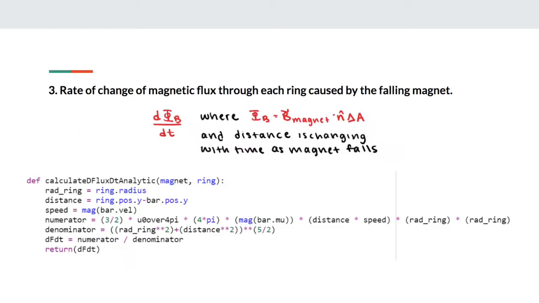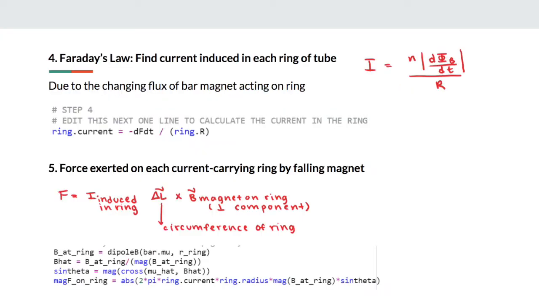Next, the next section of code was to find the rate of change of magnetic flux through each ring caused by the falling magnet, where I used the equation for flux itself, as the flux is equal to the magnetic field coming from the magnet dot n hat times delta A. In this case, the distance was changing with time as the magnet falls. Next, I applied Faraday's law to find the current induced in each ring of the tube using the equation shown in red on the right. This would be due to the changing flux of the bar magnet acting on the ring.